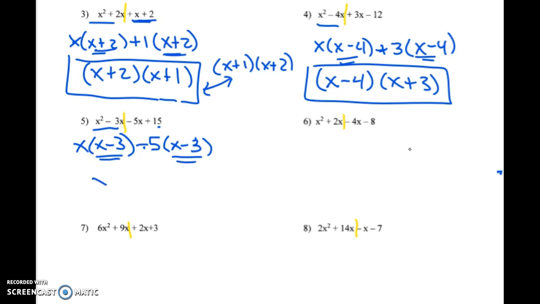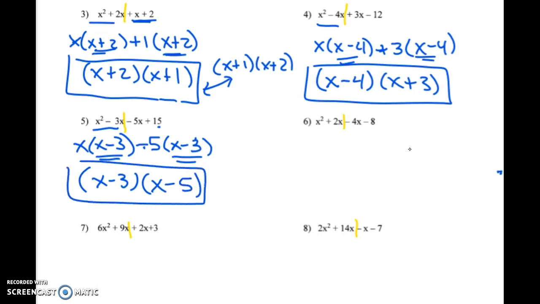All right, and then I do have my common binomial I can factor out. So when you have a negative in front of the third term, or a minus, you're going to pull out a negative 5, and then it will change the signs inside.